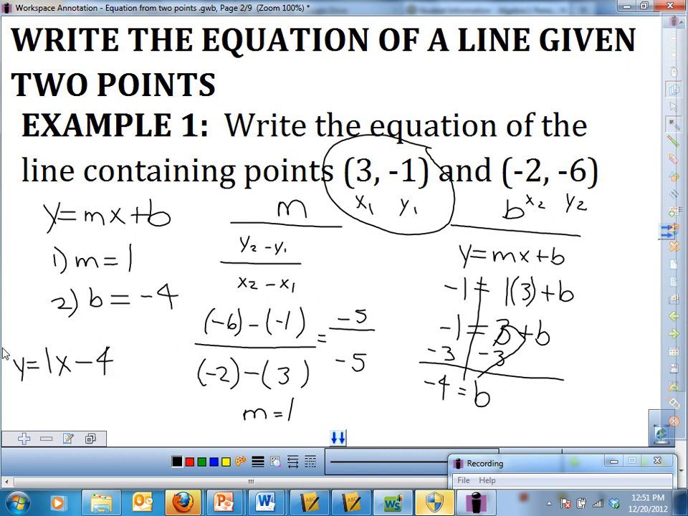This is my equation. Now to make this even simpler, we can drop this 1, so really the more correct way of writing this would be y equals x minus 4. And this is the equation of my line that goes through these 2 points.